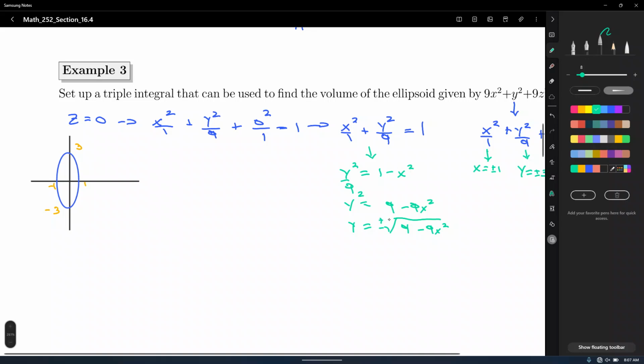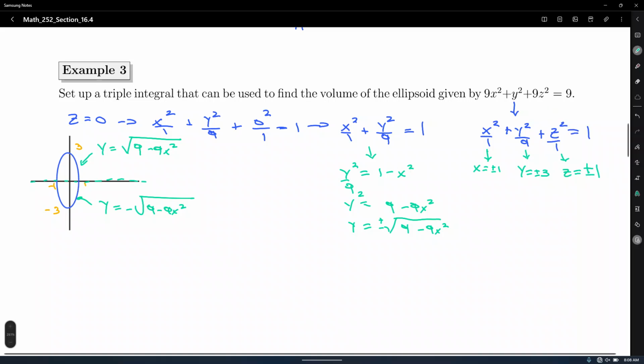What is this plus minus going to mean? Well, here, the upper part of the ellipse will be y equals the square root of 9 minus 9x squared, while the bottom part below the x-axis is going to represent the negative radical. That's going to help us set up the limits of integration for the outermost two integrals, with respect to y and with respect to x. With respect to x, I think the limits are pretty obvious: minus 1 to plus 1.